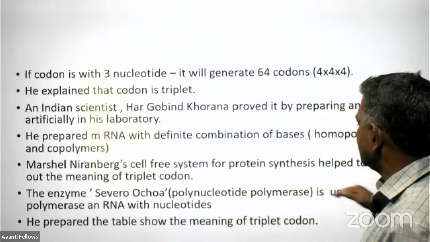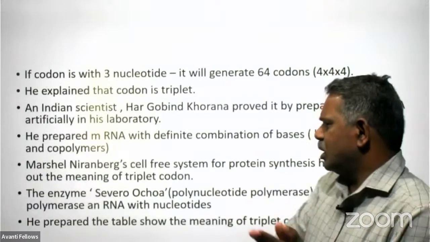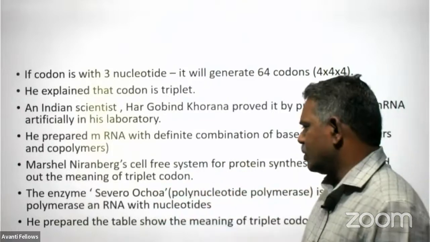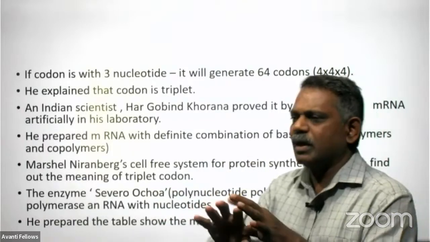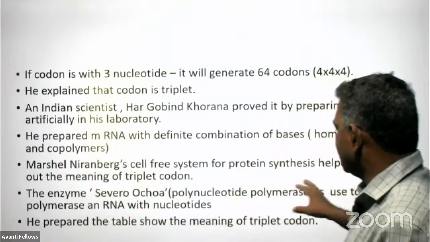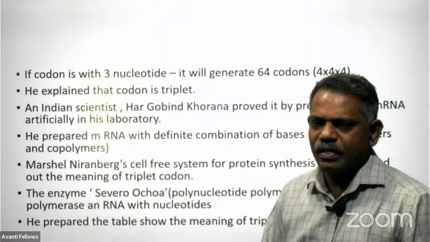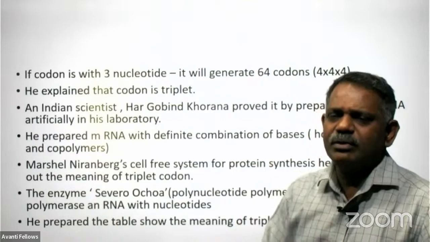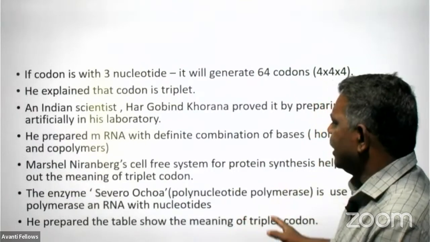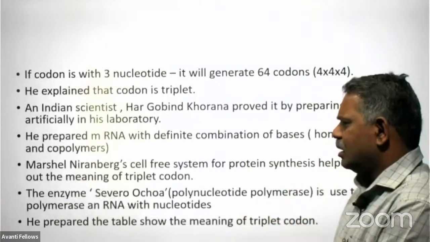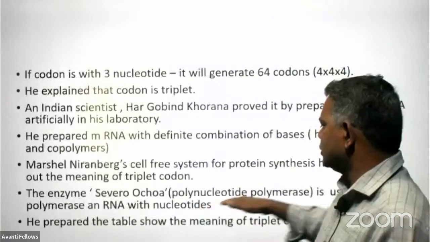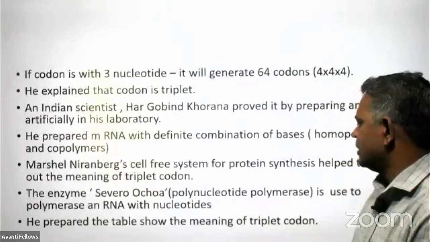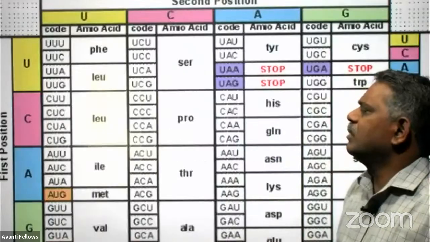And he prepared an enzyme, Severo Ochoa. It's a polynucleotide polymerase only, and use this polymerase to prepare an artificial RNA with a different type of nucleotide, and he only produce what? An RNA outside and identify the meaning of all the triplet codons. Every triplet codon is having its own meaning. Meaning means what? What is it called for? Which amino acid? Right. That only he identified by preparing one RNA outside the laboratory by using this polymerase enzyme, that is Severo Ochoa, and find out this what the meaning.